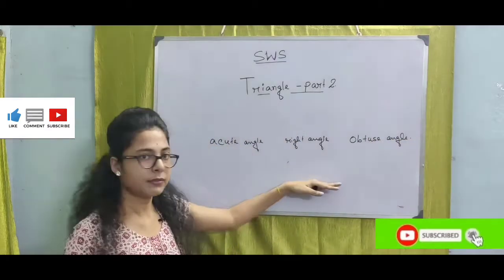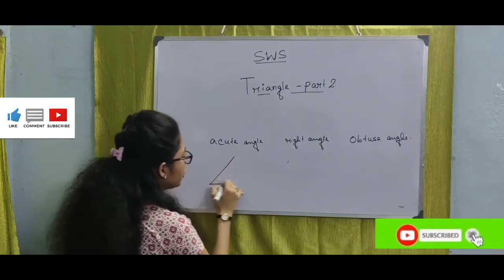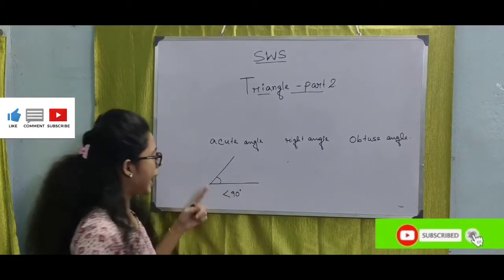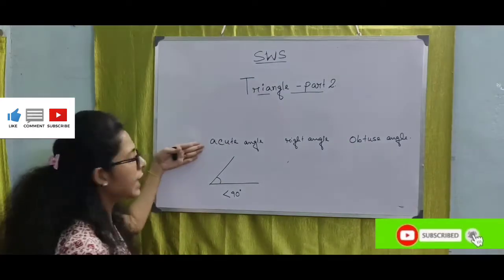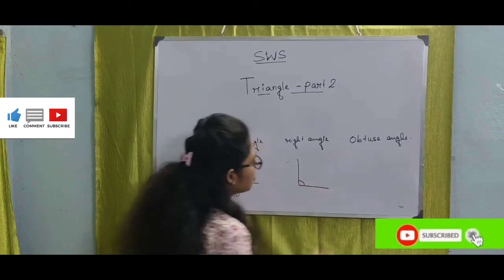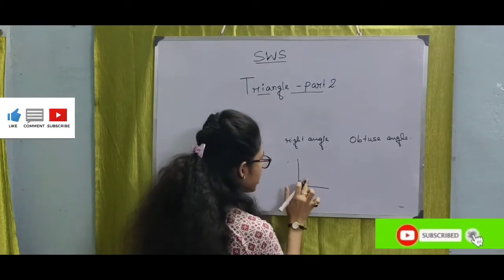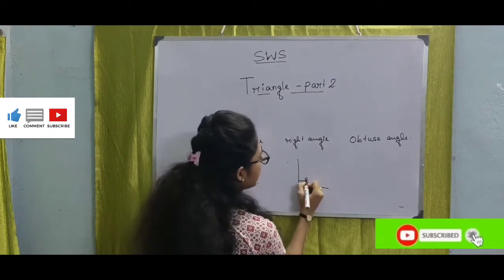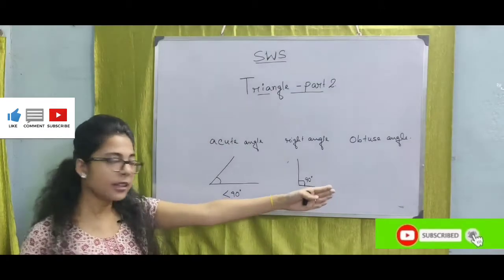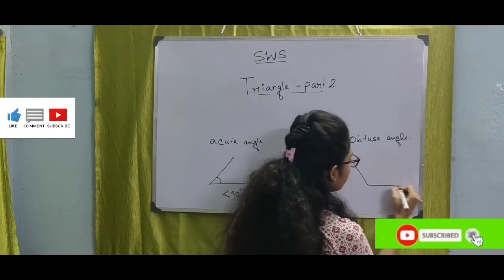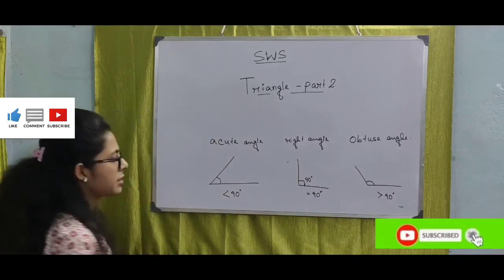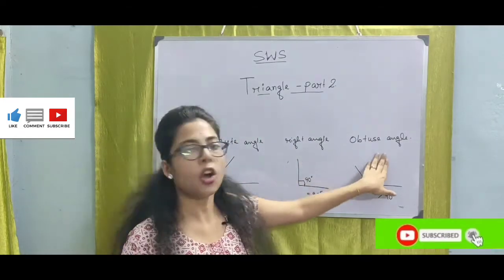Now, what are they? Acute angle is an angle which is less than 90 degrees. This is called an acute angle. What is a right angle? The angle which is equal to 90 degrees. And an obtuse angle is greater than 90 degrees. These are the angles: acute angle, right angle, and obtuse angle.